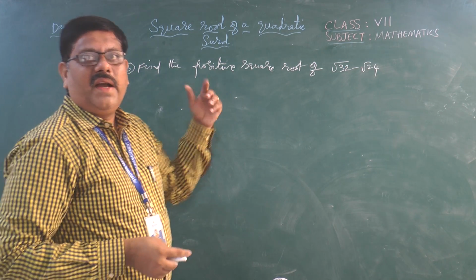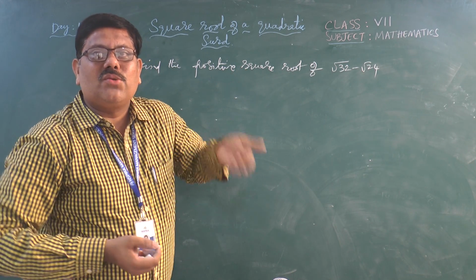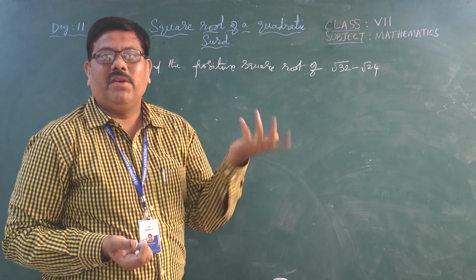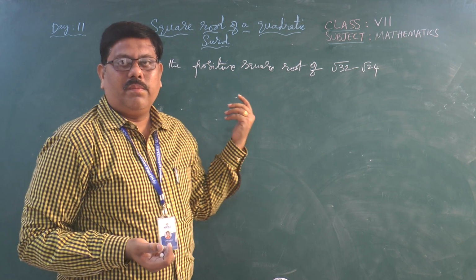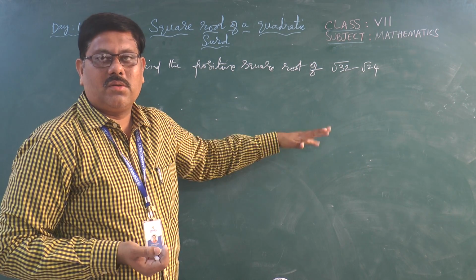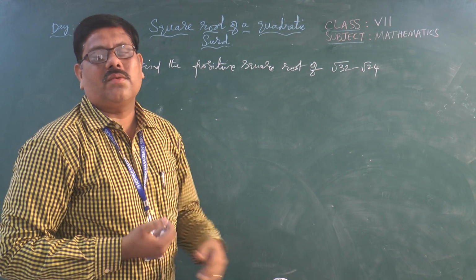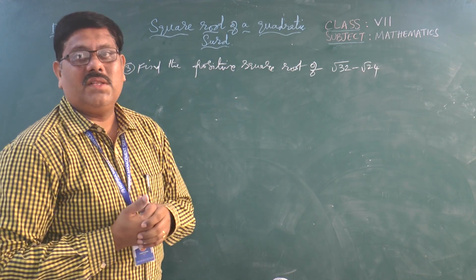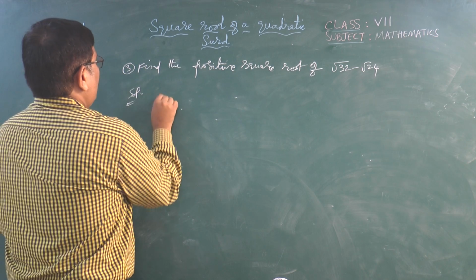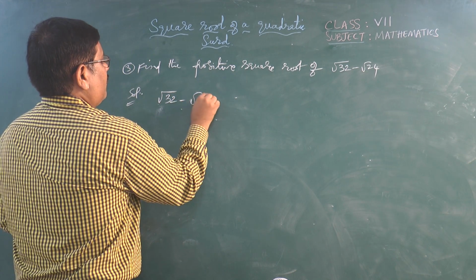We have seen finding the square root of either a plus root b or a minus root b, which is in the form of a mixed surd. We are trying to solve the problem by using x as root of a plus root of a square minus b by 2, and y as a minus root of a square minus b by 2. Now, whenever you are given this kind of question, what to do? First, let me take root 32 minus root 24.